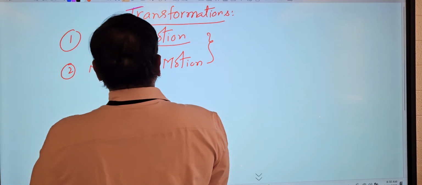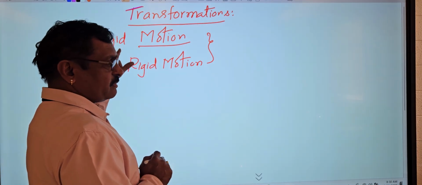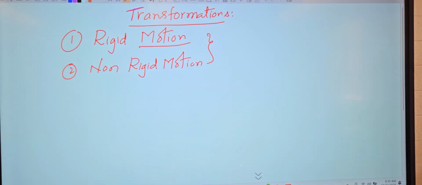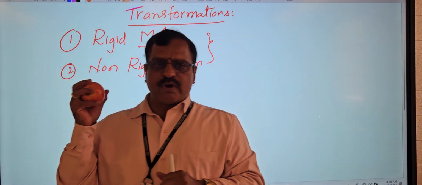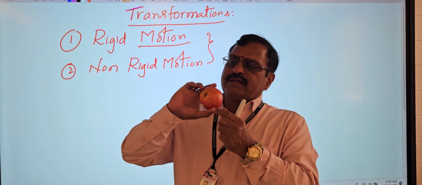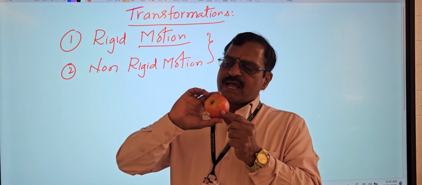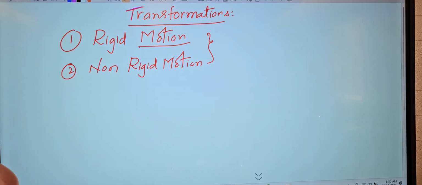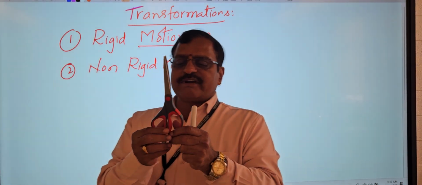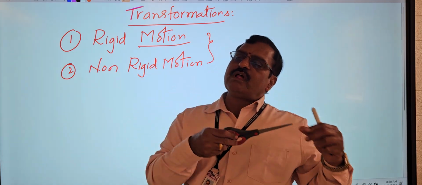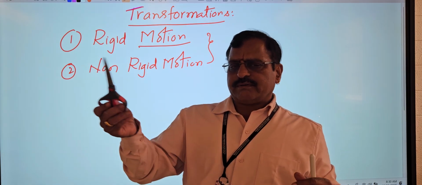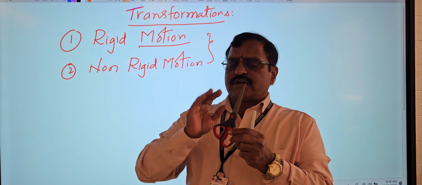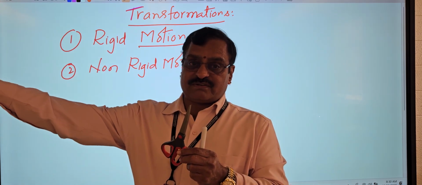Okay. What is meant by rigid motion? For example, look here. I have an apple. It is very solid. Instead of an apple, I go for a pencil, a scissor. For example, it is a solid scissor. What I do, I throw it slowly. If I throw it, what happens? By applying a force, it moves, it goes to another place.